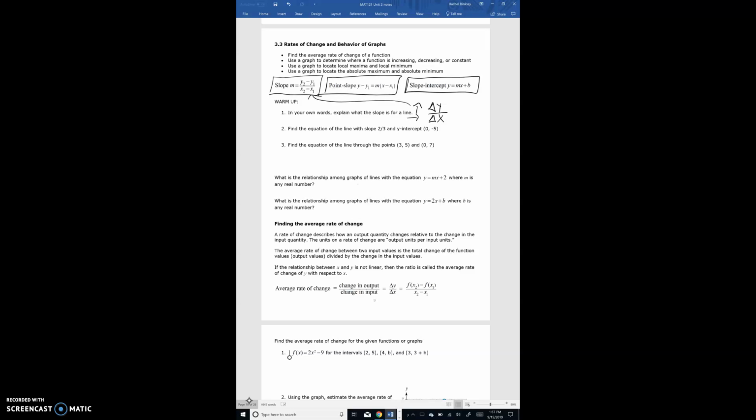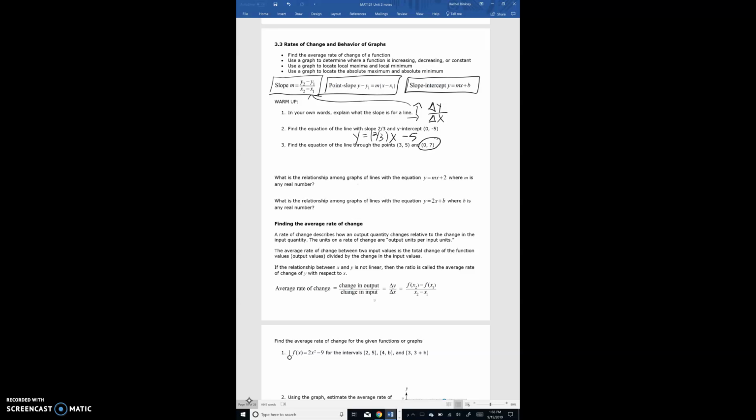Write an equation for the line with slope of 2/3 and y-intercept (0, -5). Easy enough using the slope-intercept form: y equals 2/3 x minus 5. Find an equation through the points (3, 5) and (0, 7).